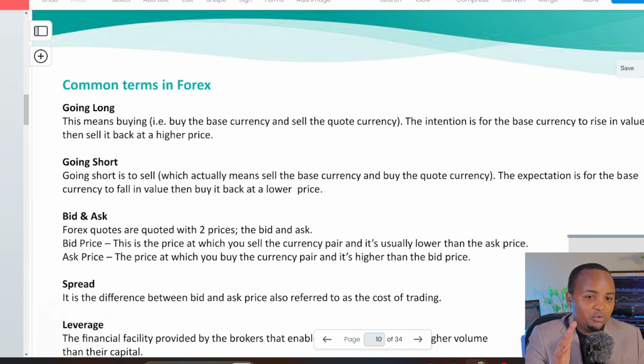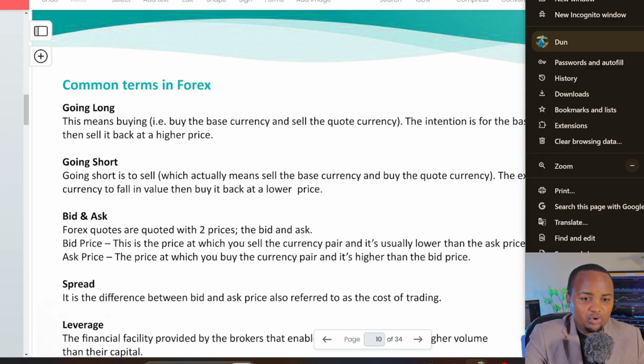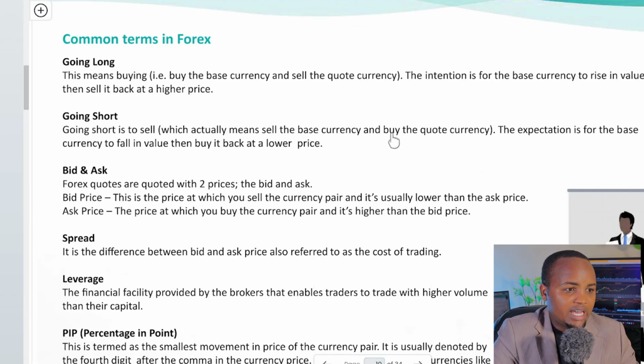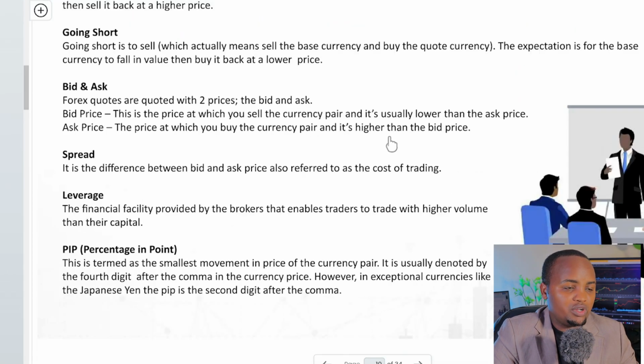Now, you'll meet so many different terms in the forex market which are very, very important. For example, you're going to encounter the terms going long or going short. When you see going long, it actually means buying. You just want to buy into the market. If you want to go short, that means you want to sell into the market.